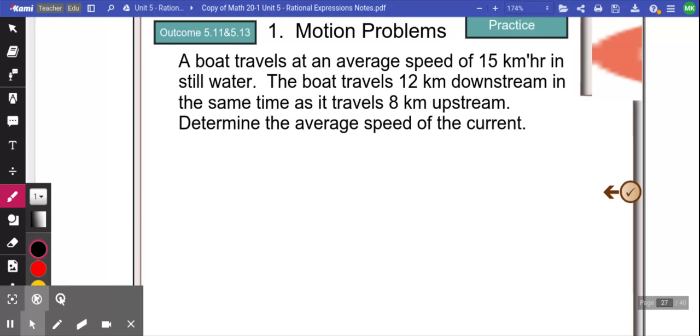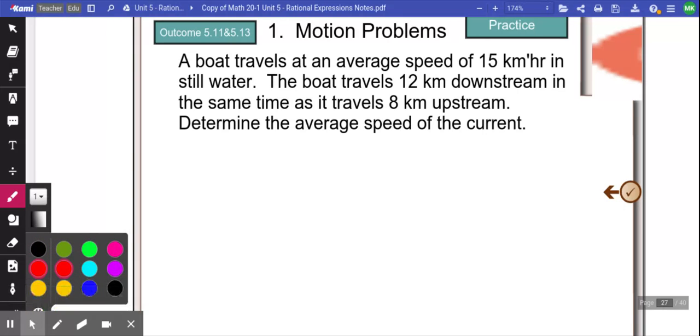To set this up is a little bit trickier. So it says, a boat travels at an average speed of 15 kilometers an hour in still water. The boat travels 12 kilometers downstream in the same time. That's how we're going to build our equation. In the same time means that time downstream should equal my time upstream.